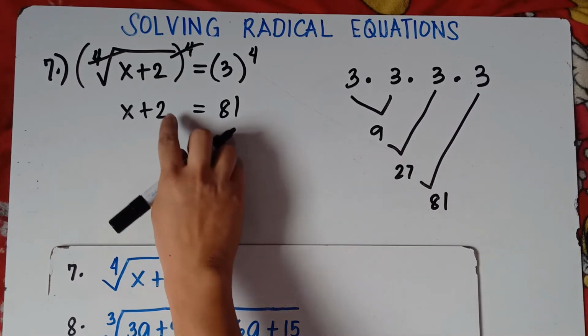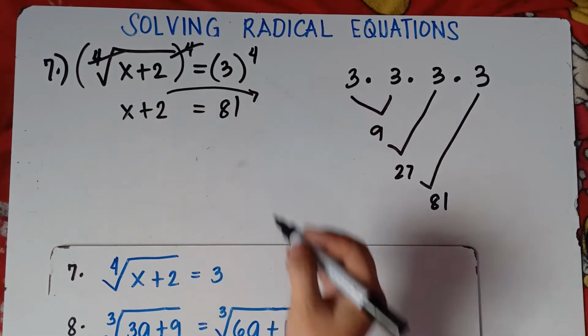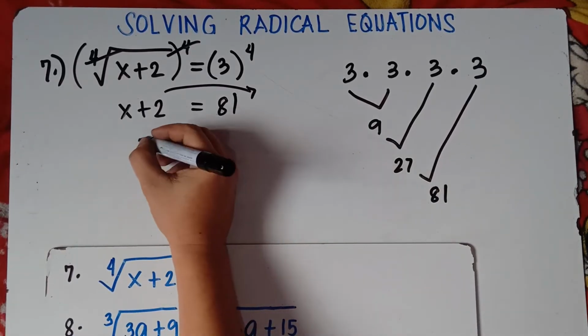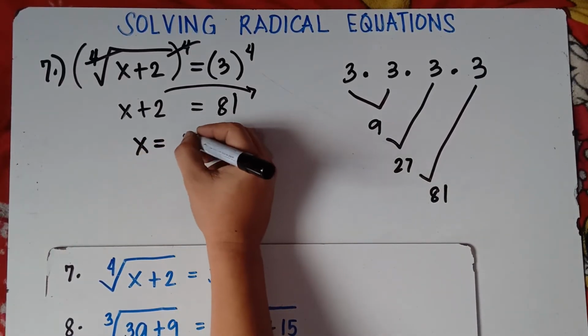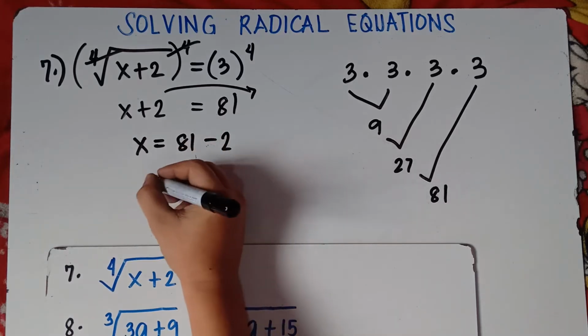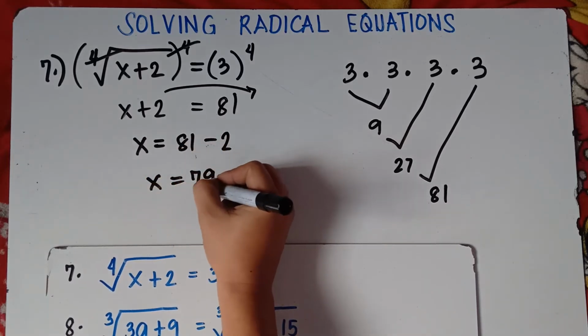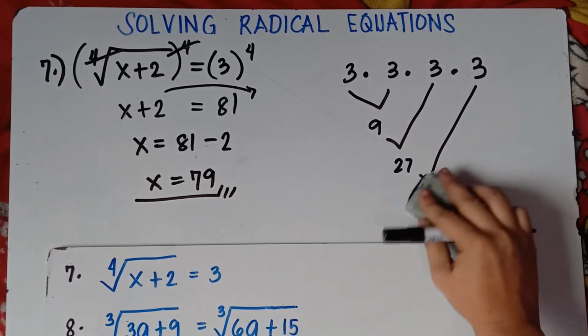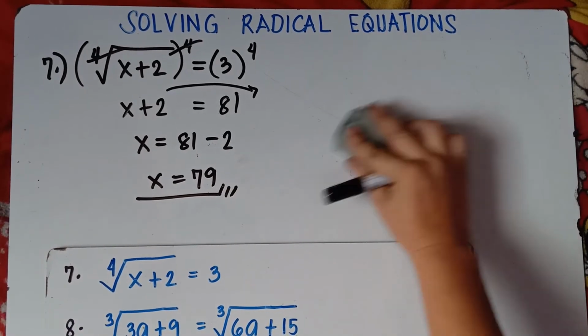And then you transpose 2 from left to right. This is positive, it will be negative. So this will be x equals 81 minus 2, x equals 79. That's it, class. That's the answer for number 7. Easy, right, for number 7? So let's check our answer.